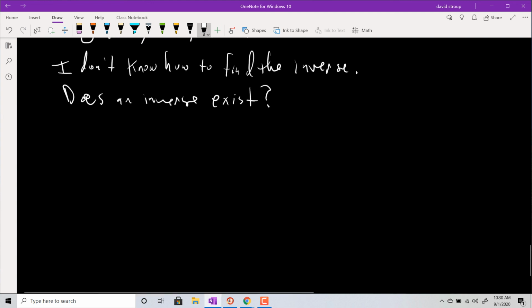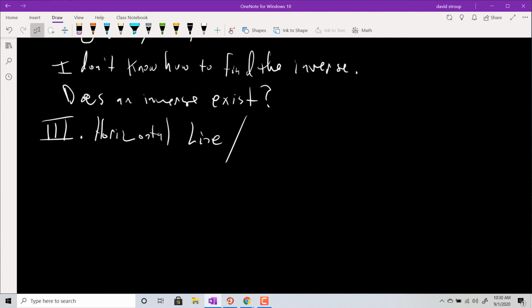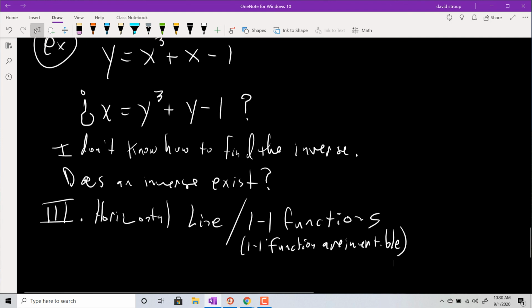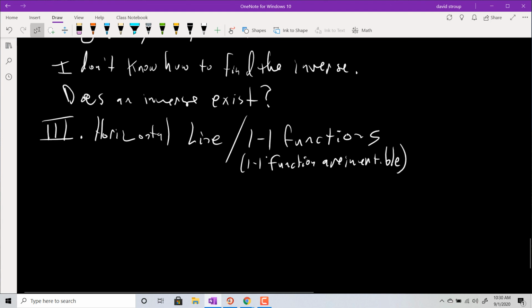That's the issue. So to figure out if an inverse exists, we have something like the vertical line test. It's called the horizontal line test. And what it's looking for are these things called one-to-one functions. Okay, so if a function is one-to-one, that will imply it's invertible. So one-to-one functions are invertible. So if I could prove this thing above is one-to-one, then it'll be invertible.